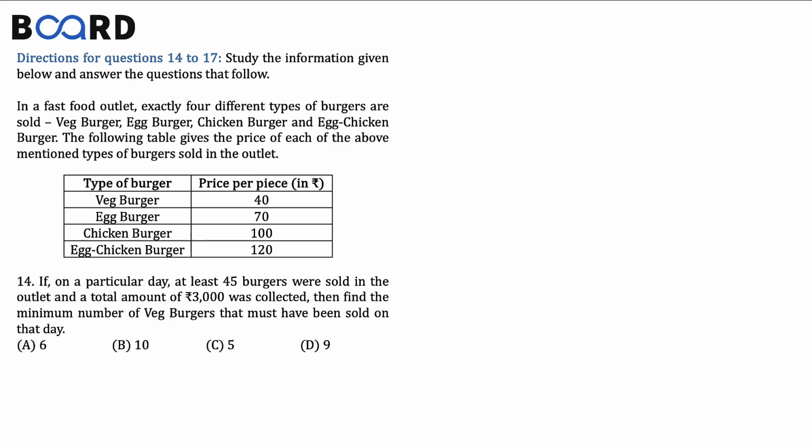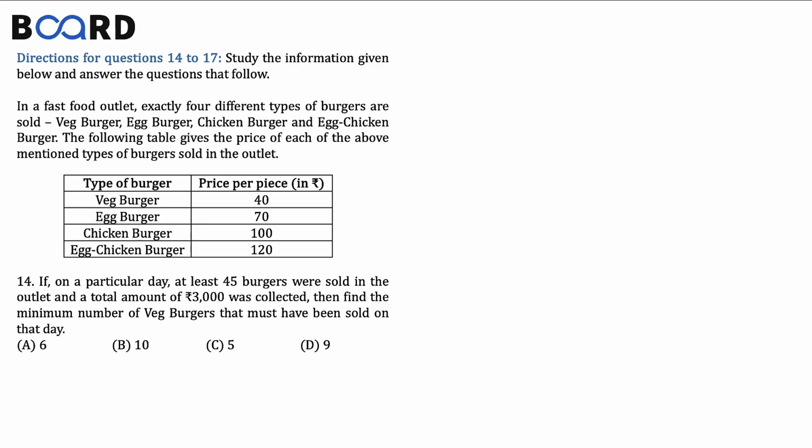The question says, if on a particular day, at least 45 burgers were sold in the outlet, and a total amount of rupees 3,000 was collected, then find the minimum number of veg burgers that must have been sold on that day. So what is given? We know that at least 45 burgers were sold in the outlet, okay, and the total amount collected was 3,000 rupees. Now we have to minimize the total number of veg burgers sold on that particular day.